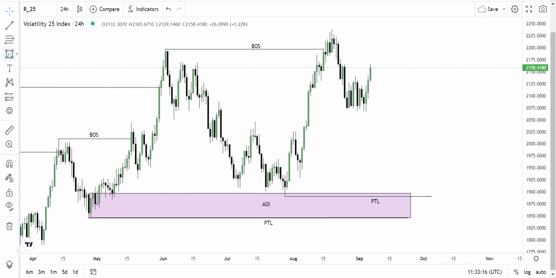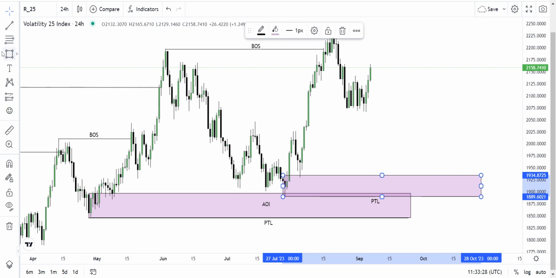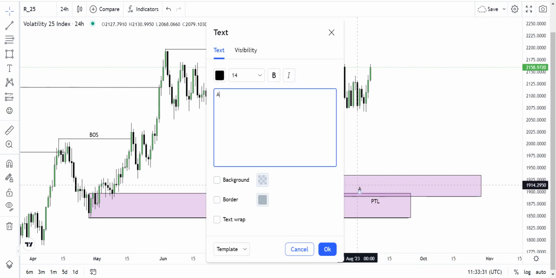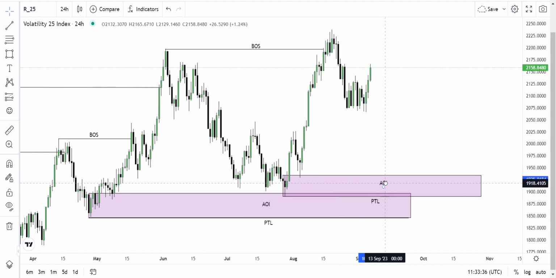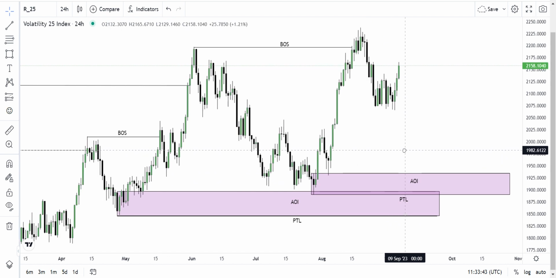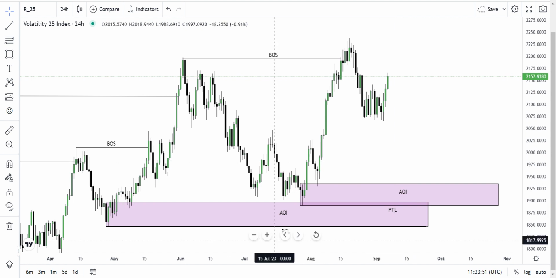So we want to still draw our valid area of interest there. These are valid areas of interest, primary AOI. So we'll be waiting till the market gets to this point. Now, the fact that I said here is our valid area of interest doesn't mean that we can't go to a lower time frame and see whether we can get a valid area of interest.